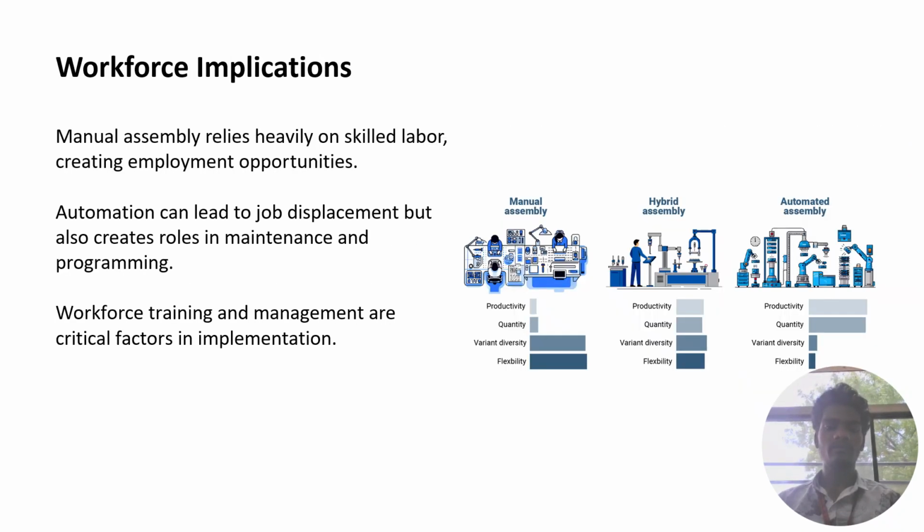Workforce implications. Manual assembly relies heavily on skilled labor, creating employment opportunities. Automation can lead to job displacement, but also creates roles in maintenance and programming. Workforce training and management are critical factors when automation is implemented. The daily workers receive wages and salary for doing the work. Manual assembly needs skilled labor and creates employment opportunities. Automation can lead to job displacement, but also creates roles.